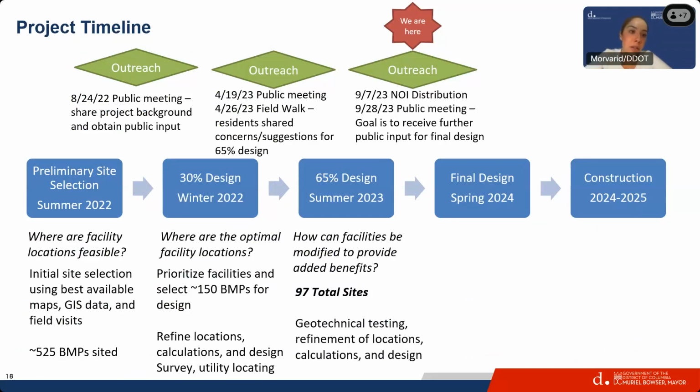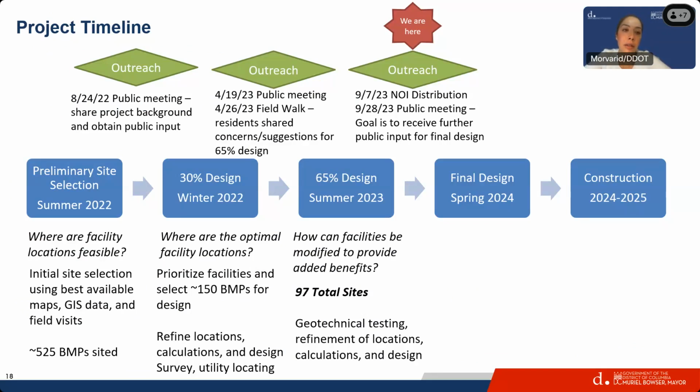Project timeline. So I'm going to go over what has been done till today. We started this project in spring 2022. We did the preliminary site selection in summer 2022. Within that stage, we selected 525 facilities within both sub-watersheds. We also had our first public meeting back in August 22 last year.